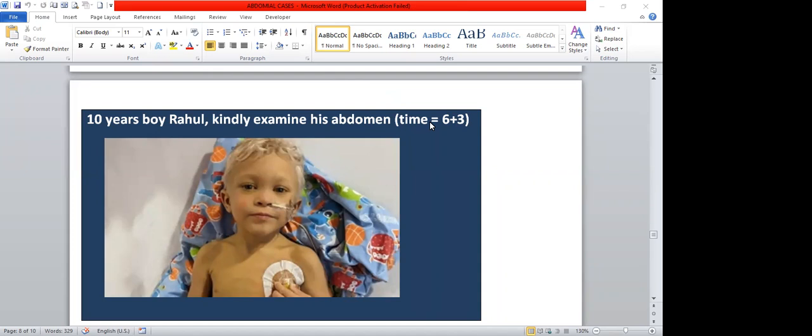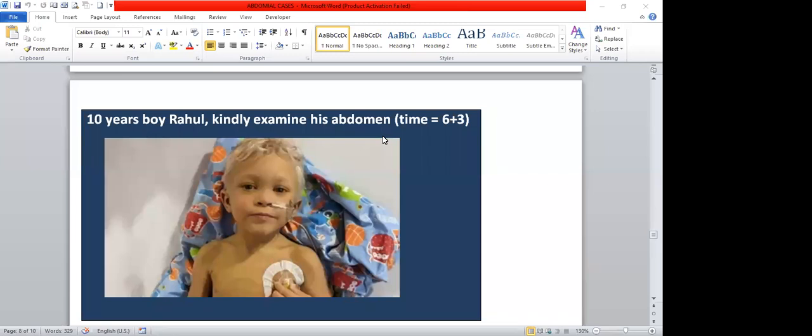Okay, so it is not palpable. Is there any evidence of any ascites by shifting dullness or fluid thrill? No fluid at all, negative. Then I would like to go with percussion and take the liver span.